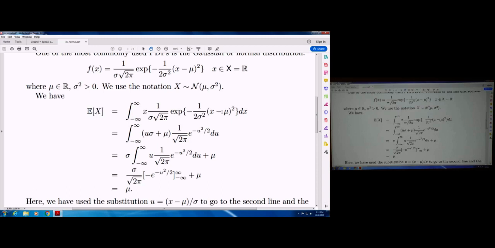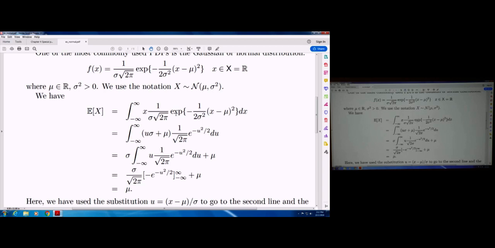Now if you look at the integral at the top of the page, it doesn't look very pleasant, but it doesn't look impossible. If mu was equal to 0 and sigma squared was equal to 1, you'd have something like x e to the minus x squared over 2. And we know how to do that integral, because the integral of x e to the minus x squared over 2 is simply minus e to the minus x squared over 2. If you differentiate minus e to the minus x squared over 2, you get x e to the minus x squared over 2. So it doesn't look too bad.